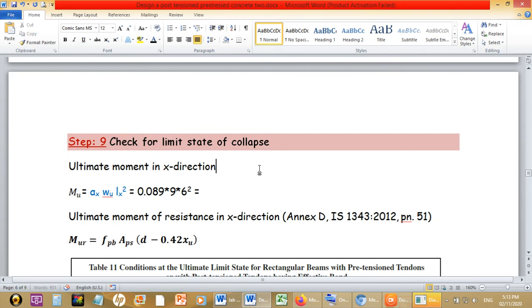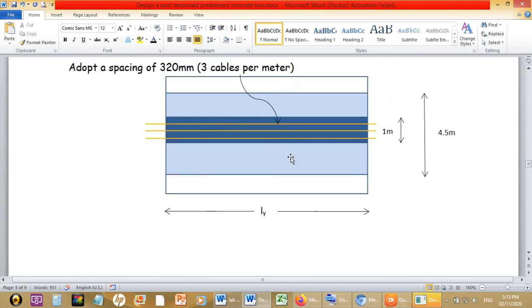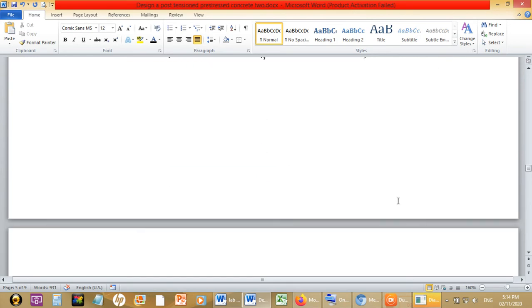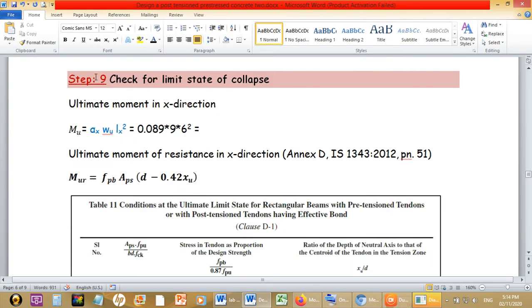Okay, so up to here our design part is finished, because already we placed the tendons in x and y direction. This means design part is done, but whatever design we did, whether it is correct or not, for that we need to take the check. So from step 9 onwards, that check starts. The very first check is the check for the limit state of collapse.